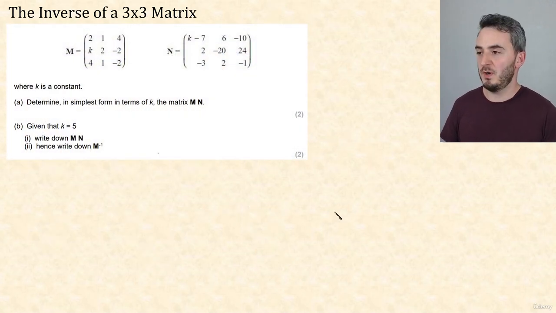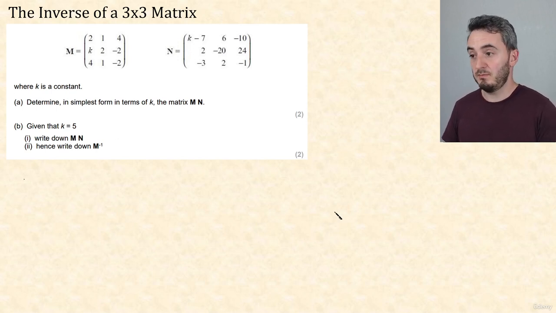Okay, let's have a look at this one. So M is this 3 by 3 matrix here, and N is this 3 by 3 here. They both have K in, and K is a constant. Question 1: determine, in its simplest form, in terms of K, the matrix MN. Well, I just have to multiply those out. There's not really a shortcut for that.